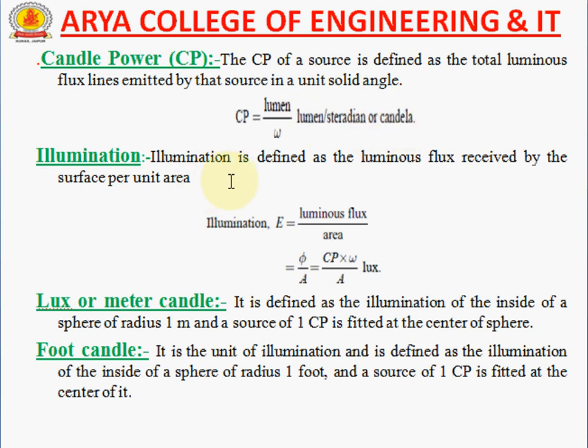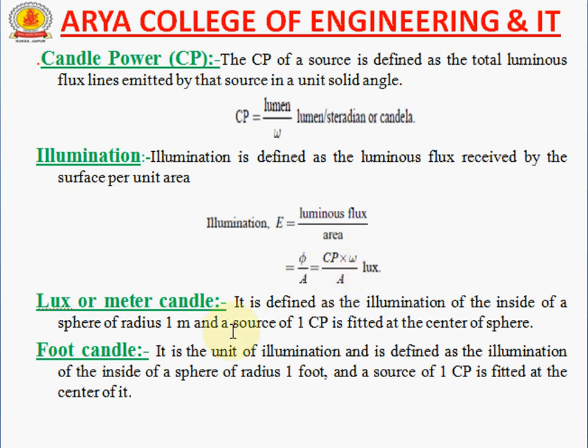And next term is illumination. Illumination is defined as the luminous flux received by the surface per unit area. The formula is flux upon area, so phi upon A, and phi is Cp into omega. It means candle power into solid angle upon area, and its unit is lux.